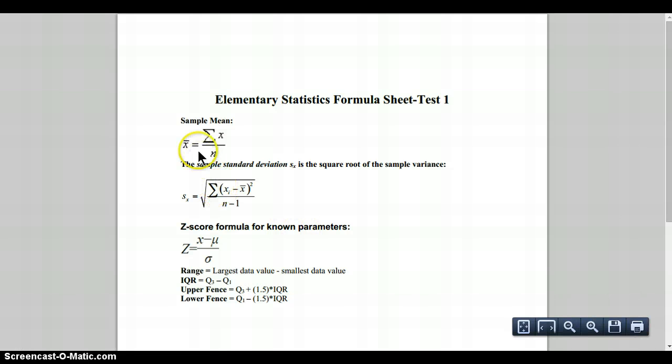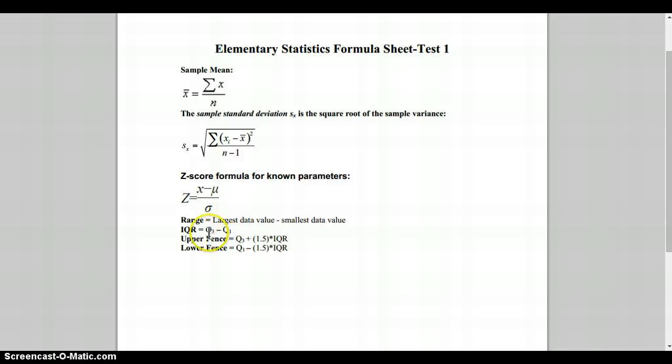It's very basic. This is calculating mean. This is calculating standard deviation. And there is one problem on the exam where you'll have to do this by hand with a small set of numbers. There's the z-score formula, and then here are the basic things. You can find range, interquartile range, upper and lower fence.